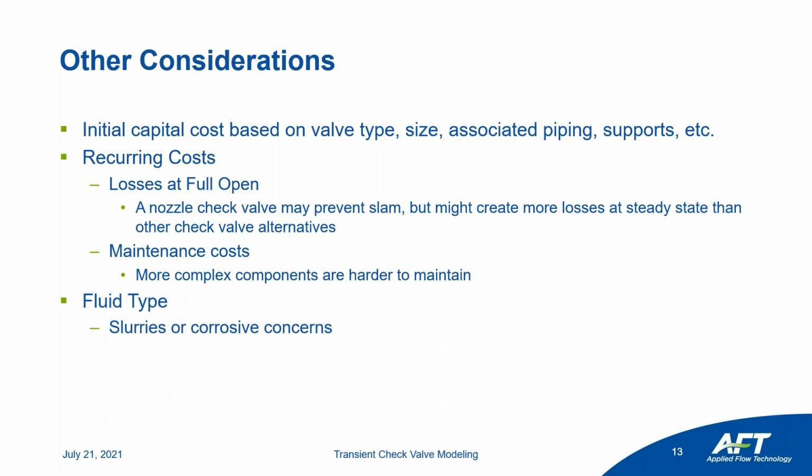Fluid type is another consideration. So you may not want to pump something like a slurry of sand through a nozzle check valve, but it may be okay to go through a swing check valve. And then finally, you want to look at the potential for check valve chatter. So making sure that you have enough pressure in normal steady state operation to fully open that check valve and minimize the losses that it's seeing. And during a transient event, will it oscillate between an open and closed state?